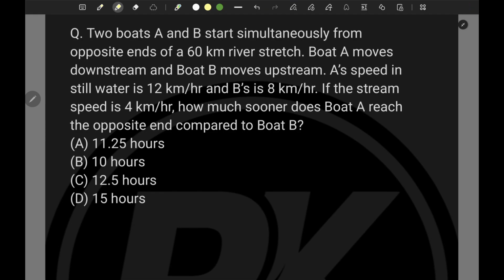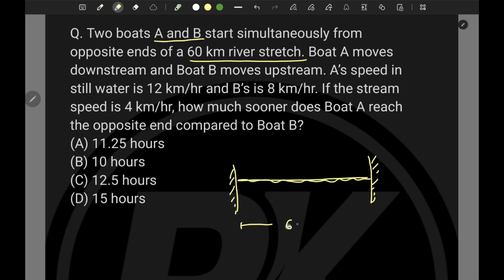Okay, so here is the last problem of this session on boats and streams. So let us try to understand this problem. It is saying two boats A and B start simultaneously from opposite ends of a 60-kilometer river stretch. So there is a 60-kilometer river stretch. Let us consider this is one end of the river and this is the other end of the river, and this is a 60-kilometer stretch. So I'll just mark it as 60 kilometers.